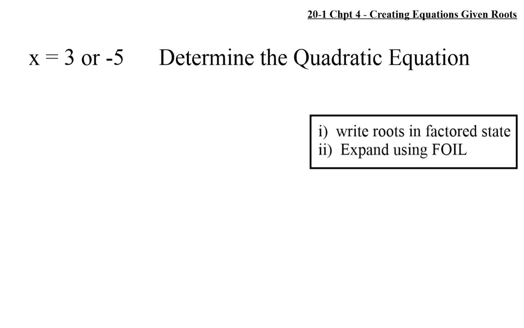Well, really, there's two steps. We need to figure out the roots in factored state, and then we need to expand using FOIL, because FOIL will give us that form that we're looking for. But it's this first one that's a little different, something you might not have seen before.